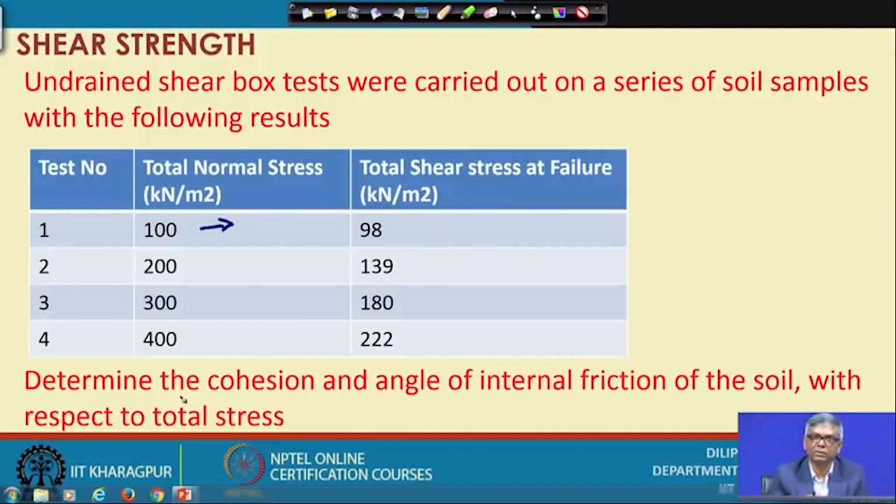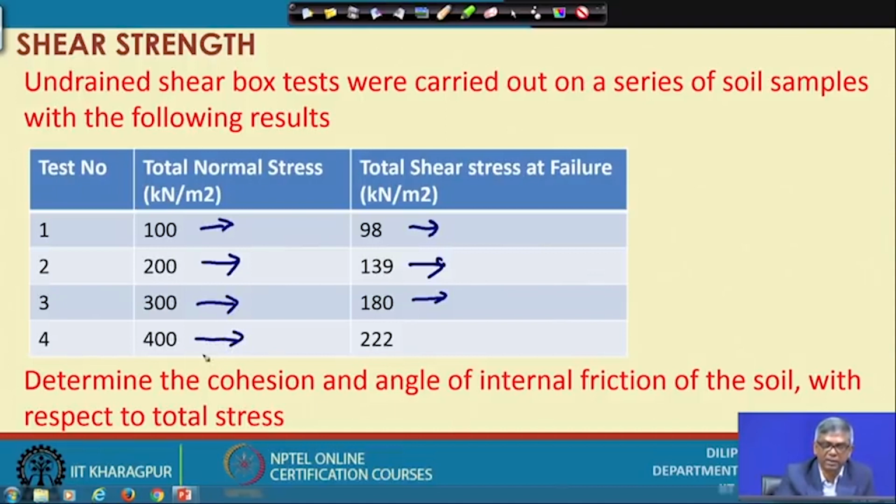So, suppose that is ensured, and then sample 1 is prepared and then 100 kPa normal stress is applied, and then we have applied shear, and suppose by 98 kPa shear stress it failed. So, this is one set of data suppose you have got. Then I have increased the normal load to 200 kPa, and then corresponding shear is 139, and then we have increased the normal stress to 300, and corresponding shear stress is 180, and then we increase the normal stress to 400 and corresponding shear stress is about 222.